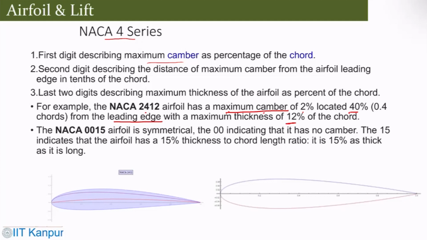Similarly, this is 2412, and this is probably 0015. 00 stands for a symmetrical airfoil. That means there is no camber, so there is no point of maximum camber. The only thing that you get is the thickness ratio. So as soon as somebody sees this 00 series, immediately you would be able to identify that this is a thickness which is there.